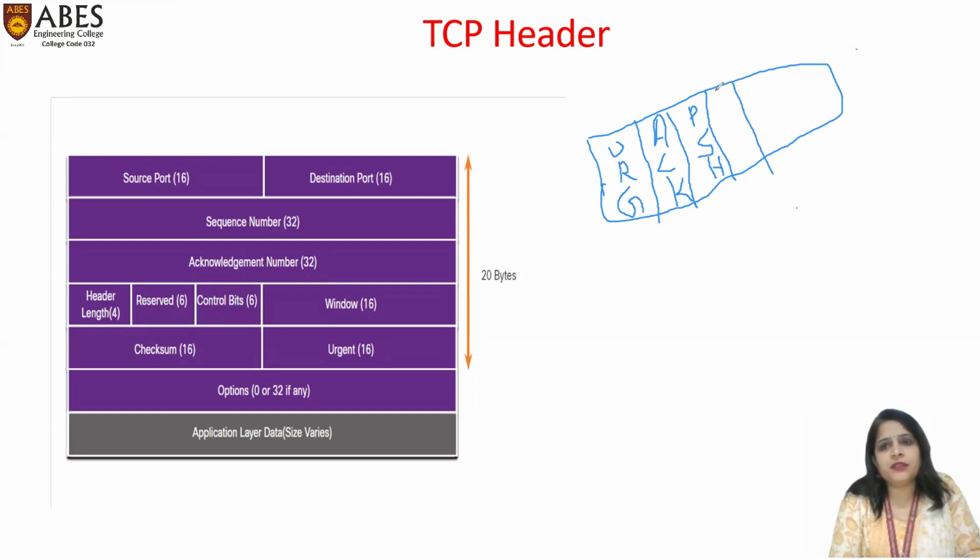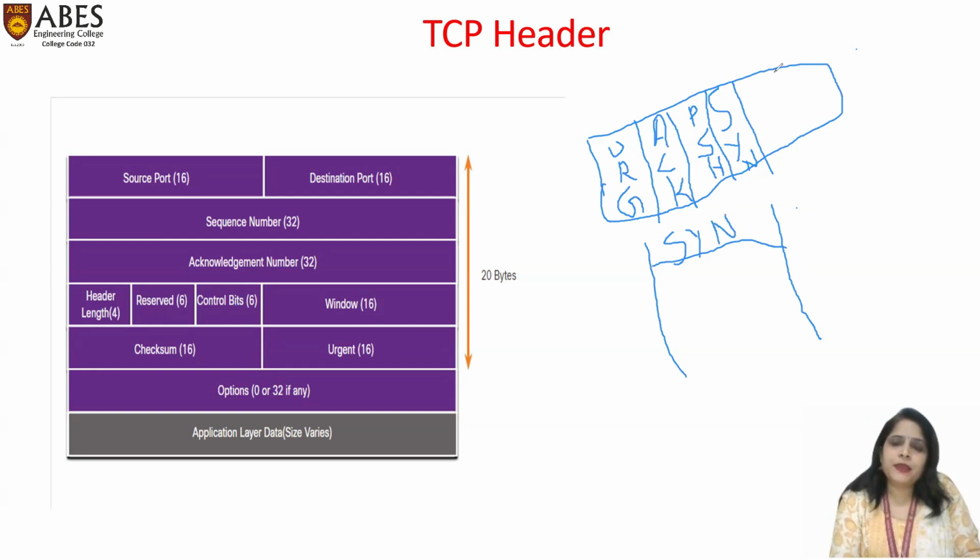Next one is the SYN bit. The SYN bit is used for connection establishment in the TCP protocol. When the TCP protocol establishes the connection between sender and receiver, the first bit sent is the SYN bit. So the SYN bit is used for establishment of the connection between sender and receiver.